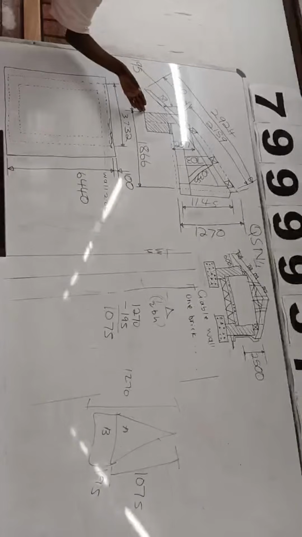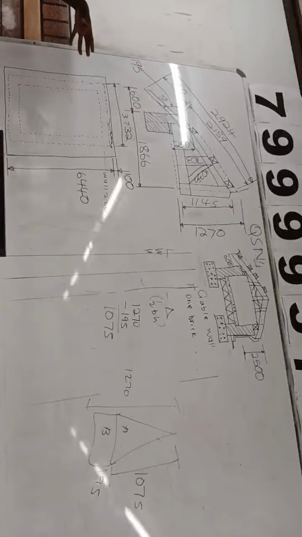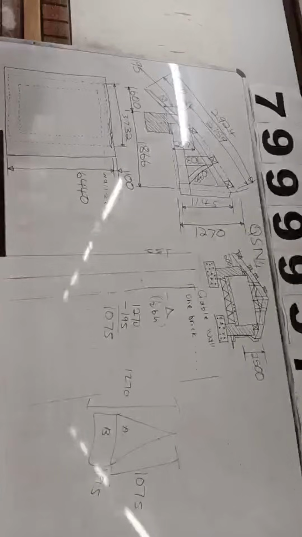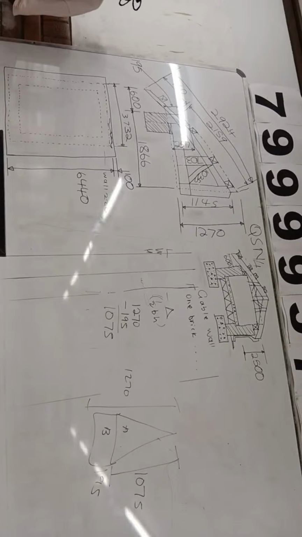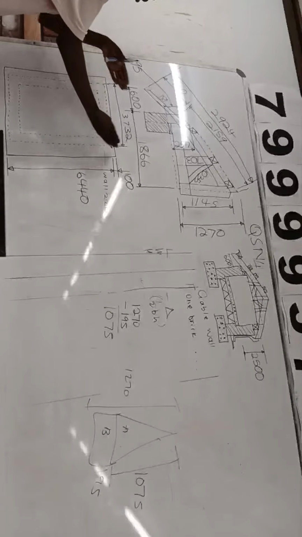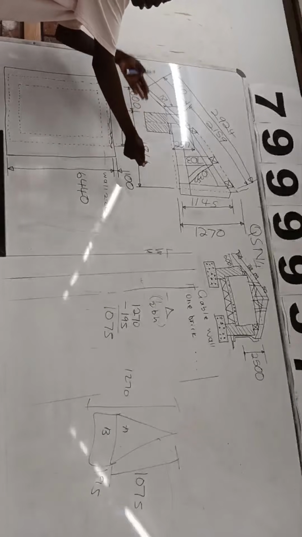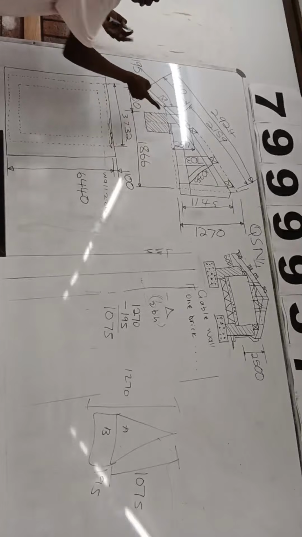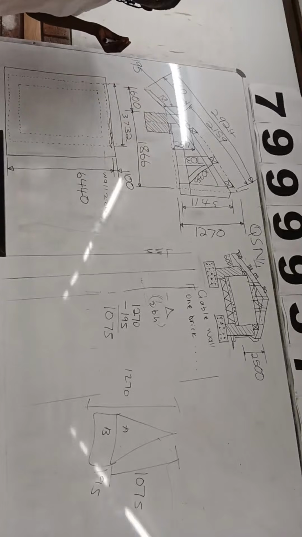Remember that this one is for a half truss. If you want a full truss, 1866, you multiply it by 2 again. So let's calculate. What is 1866 times 2? 3732 again, so it's still the same answer. So you just take this as your width. You are looking for the width of your gable wall.